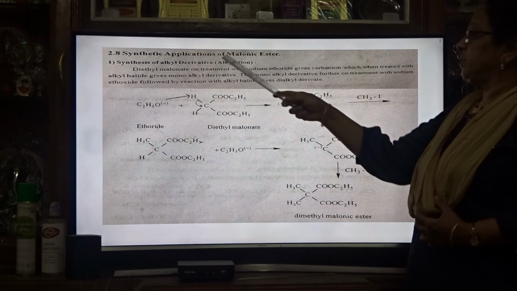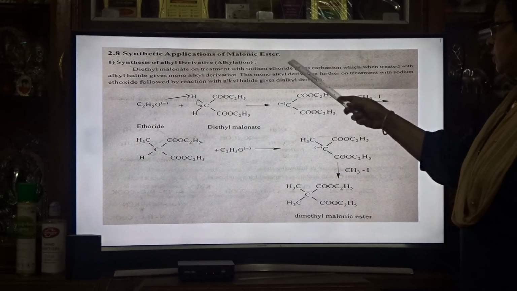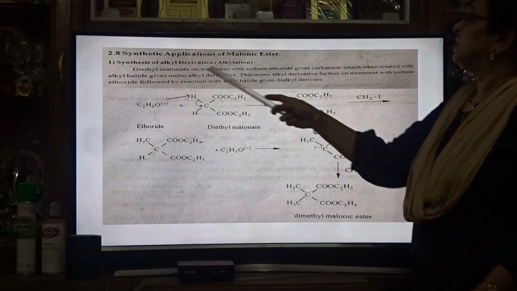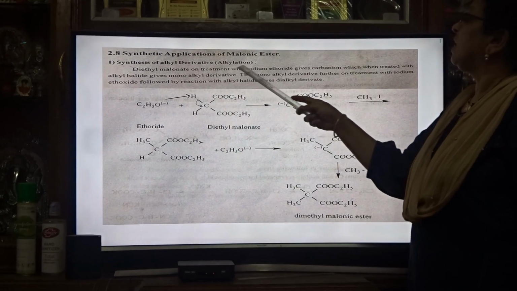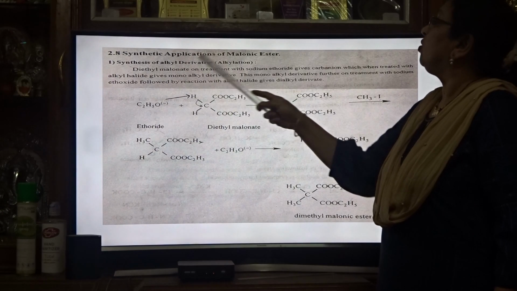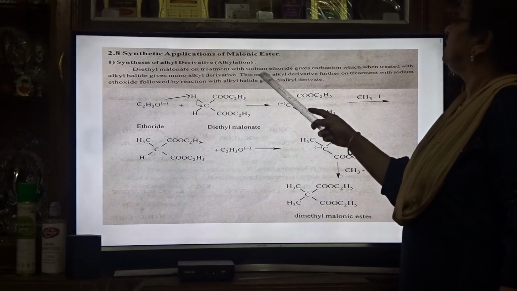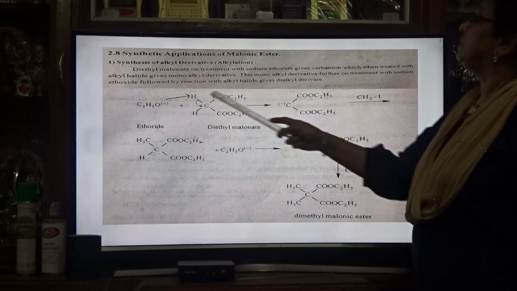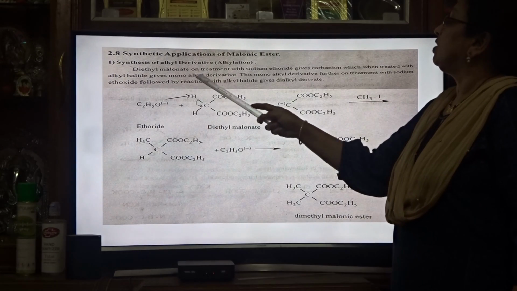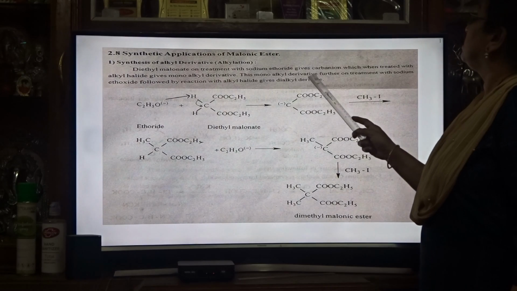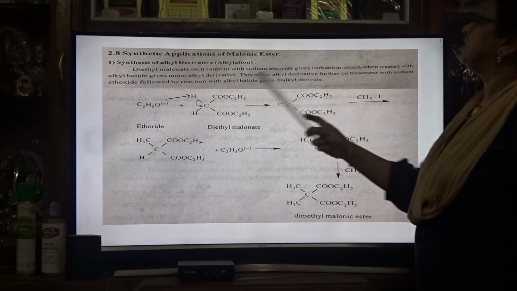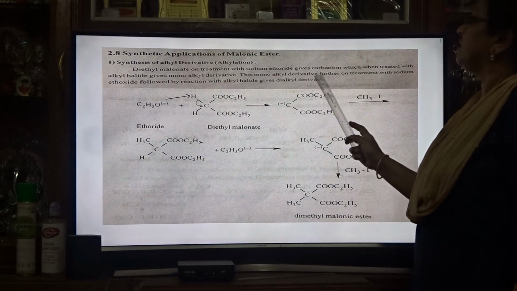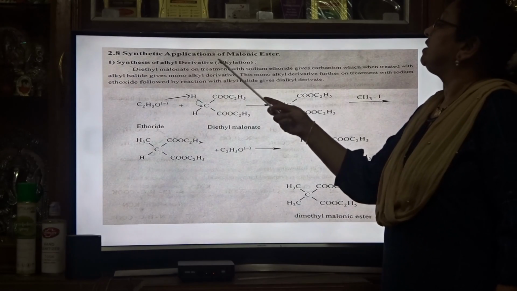Next, synthetic application of malonic ester. Diethyl malonate is also known as malonic ester. Synthesis of alkyl derivative, alkylation. Diethyl malonate or malonic ester on treatment with sodium ethoxide gives carbanion, which then when treated with alkyl halide gives monoalkyl derivative. This monoalkyl derivative further on treatment with sodium ethoxide followed by reaction with alkyl halide gives dialkyl derivative. So this is alkylation reaction.